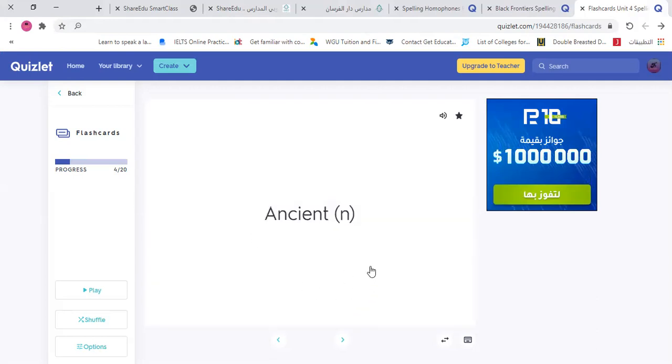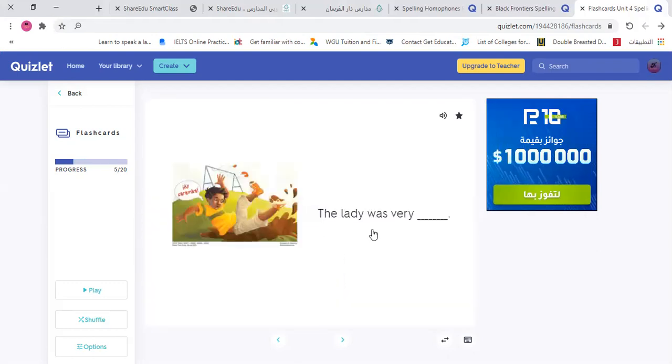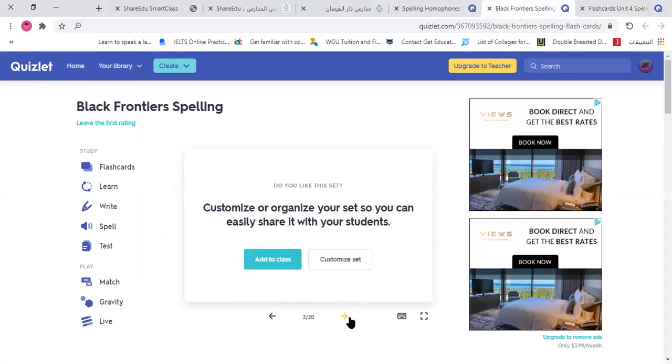We have ancient. What does it mean, ancient? What do you think? Like something old? Old, very old, like this one. Yes, ancient. And then we have gracious. What does it mean, gracious? The lady was very gracious. What does it mean, gracious? Let me show you the other one. Let me see if it's there.